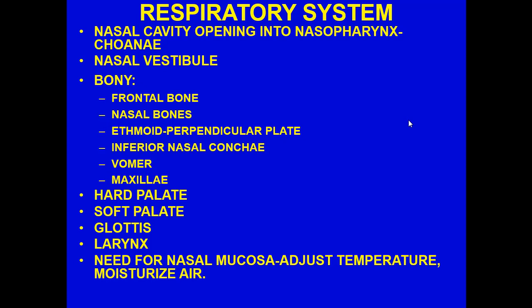Then as we move air through the various pharynx structures, we get into the larynx, and we have to be mindful of the glottis. Now, why do we need nasal mucosa? Well, it's used to help moisturize the air, adjust the temperature of the air, and of course, it will act to clean some of the particles that are in the air.